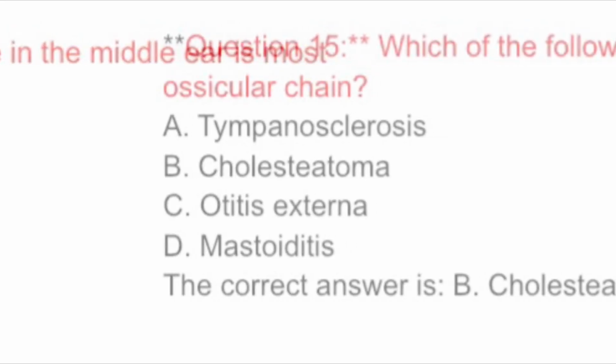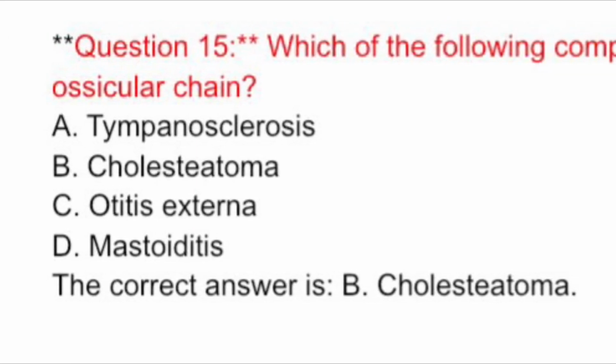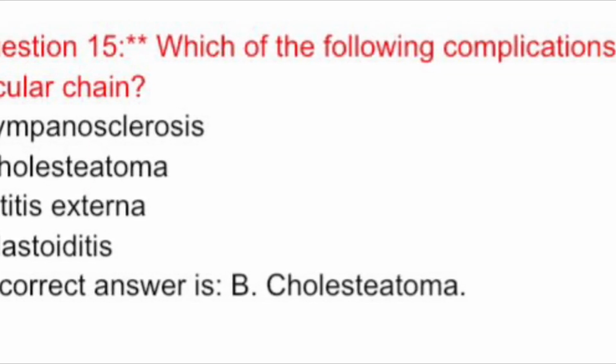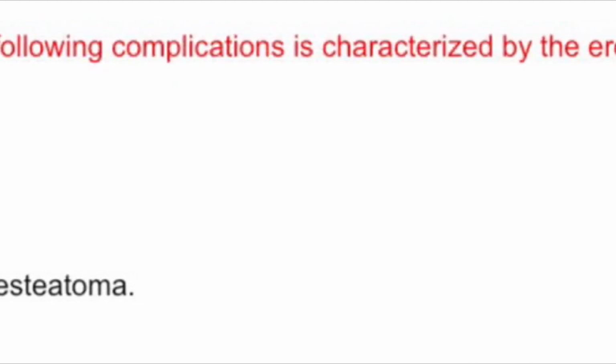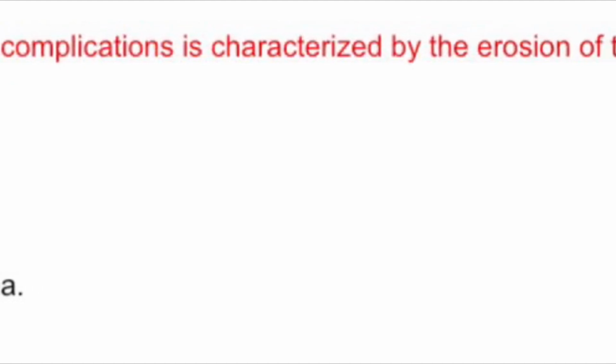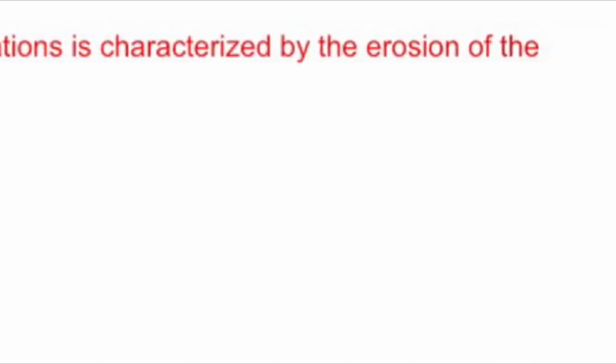Active infection. Question 15. Which of the following complications is characterized by the erosion of the ossicular chain? A. Tympanosclerosis. B. Cholesteatoma. C. Otitis externa. D. Mastoiditis. The correct answer is B.